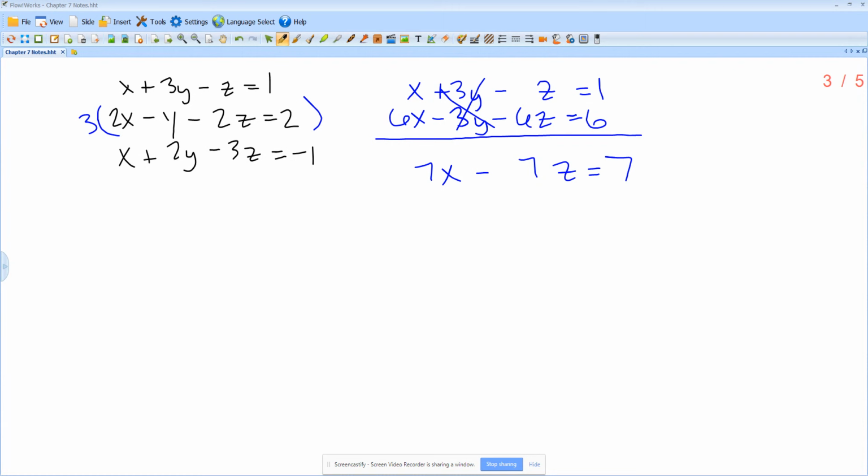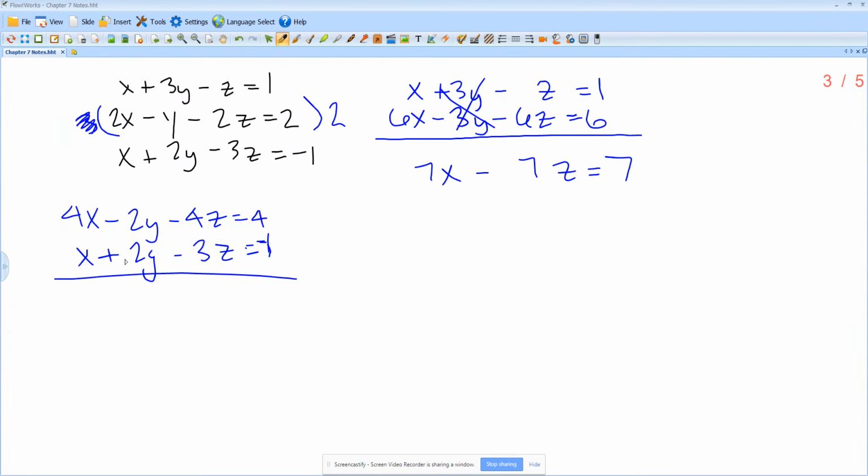In the same regard, I want to also get rid of y, but using this third equation. So I'm not going to multiply this by 3, I'm going to multiply it by 2, and combine it with this third equation. That would give me 4x minus 2y minus 4z equals 4, and x plus 2y minus 3z equals -1. If I combine going straight down, I get 5x minus 7z equals 3.